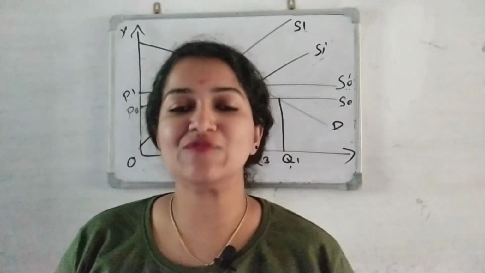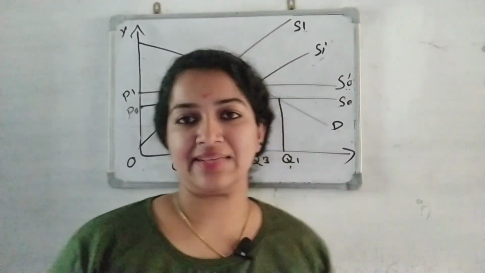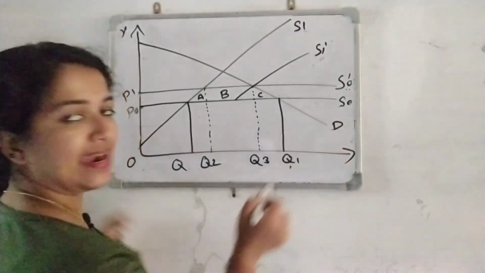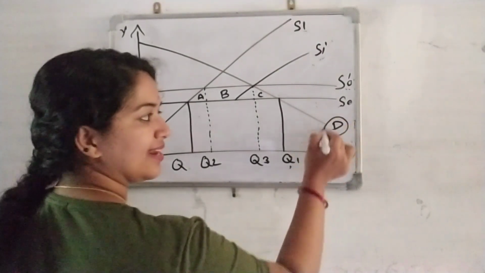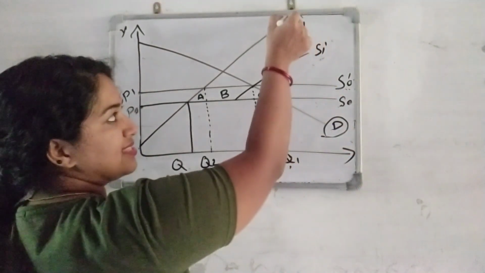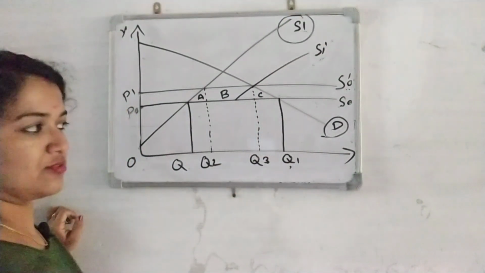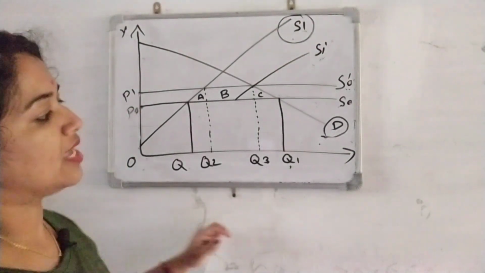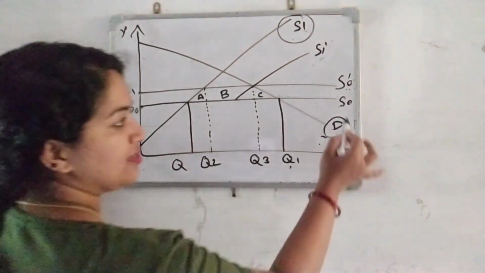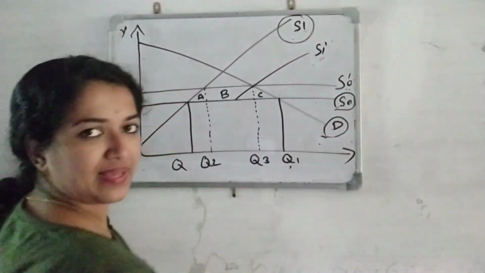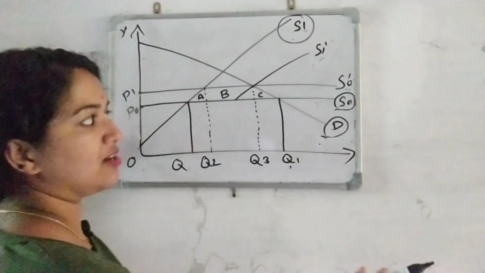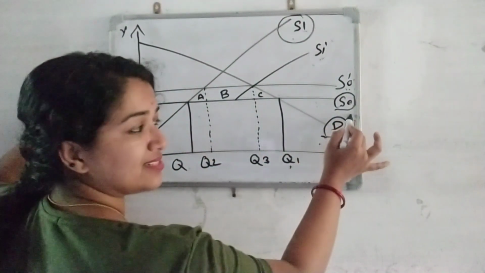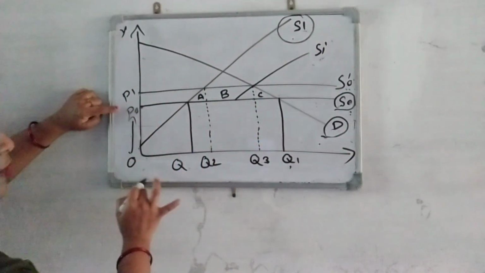Now, we can explain the effects of voluntary export restraints with the help of a diagram. You can see in this diagram, D is the domestic demand curve and S1 is the domestic supply curve. S0 is the world supply curve at the price OP0.